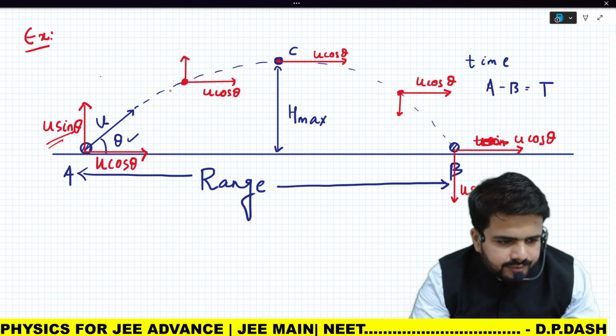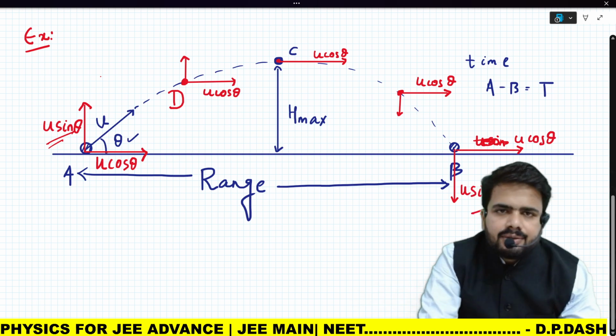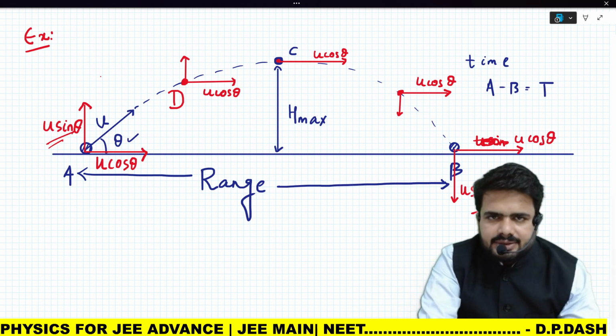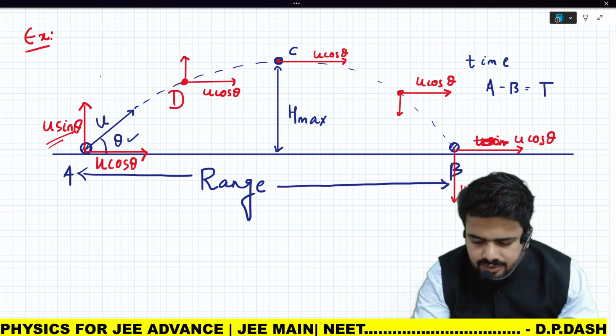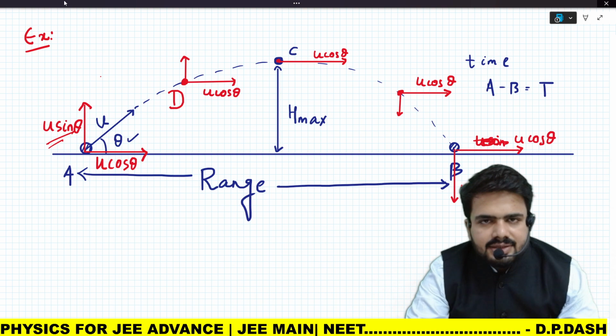So here let us consider this as a point D. Now I will explain why this happens: why u cos theta does not change, why u cos theta remains constant, and why u sin theta decreases and after some time increases.